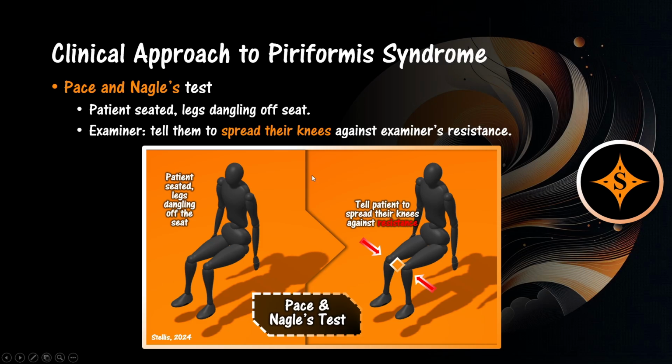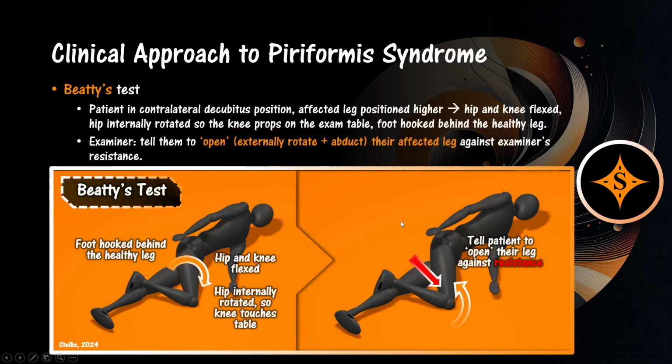This is the Pace and Nagle test. The patient is seated with their legs dangling off the seat. Then you tell the patient to open their knees apart while you resist their attempt to open their knees. If this maneuver induces piriform pain, that's positive result. And this is the Beatty's test.